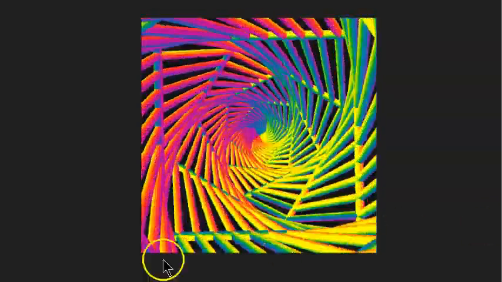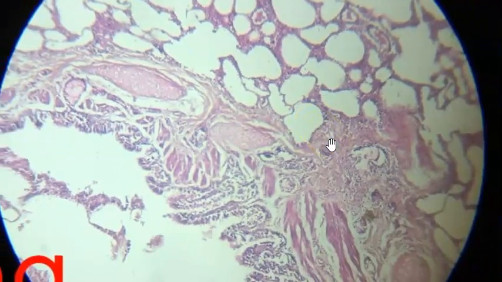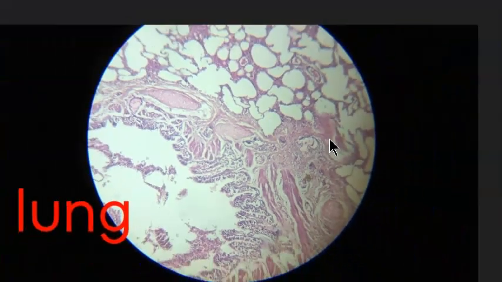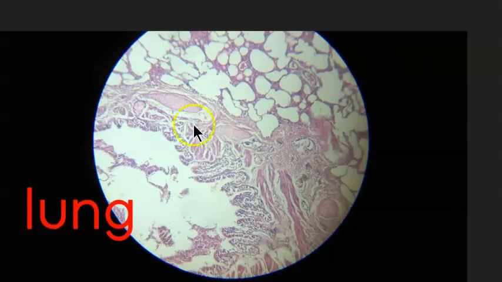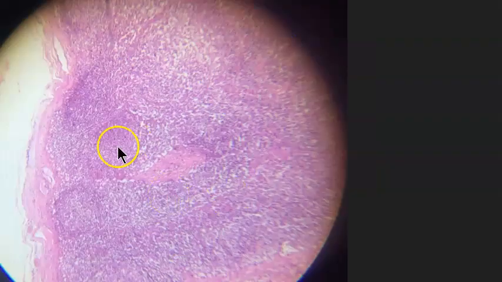How's it going, people? Take a break. We are looking at the slides for histology. Look at this one now. We'll give you a clue that it starts with L. Yeah, it's lung. Lung. What do you think this is?